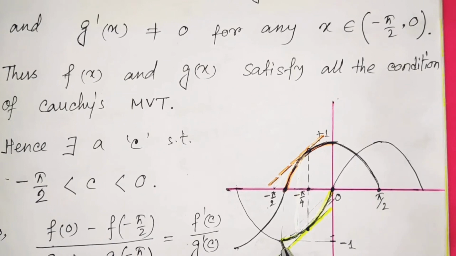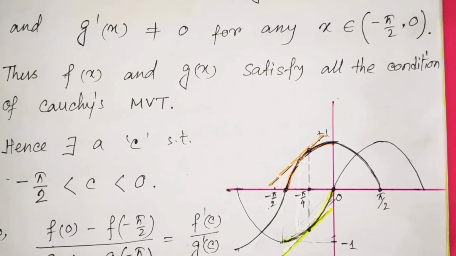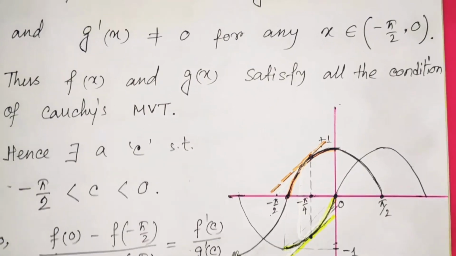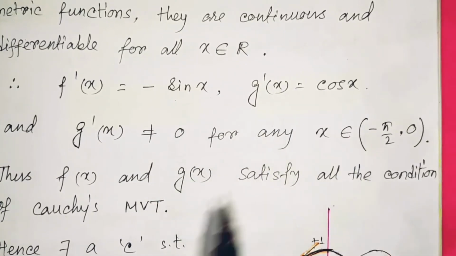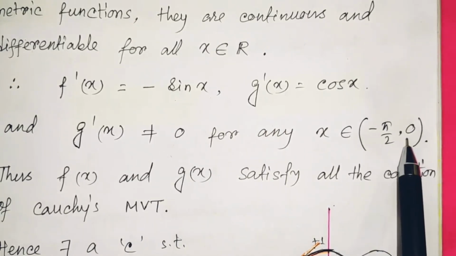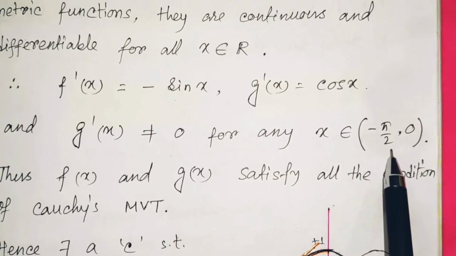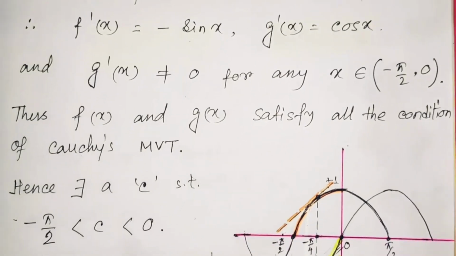Now, both functions are trigonometric functions, so they are continuous and differentiable for all real values. The derivative of the first function is minus sin x and of the second function is cos x. And definitely g dash x is not equal to 0 within this range. 0 is not included, and minus pi by 2 is also not included. So now all the conditions for the Cauchy mean value theorem are satisfied here.